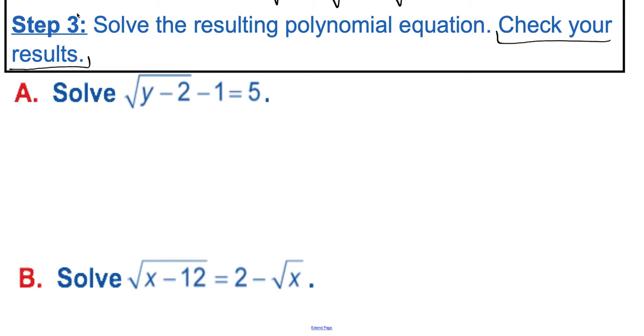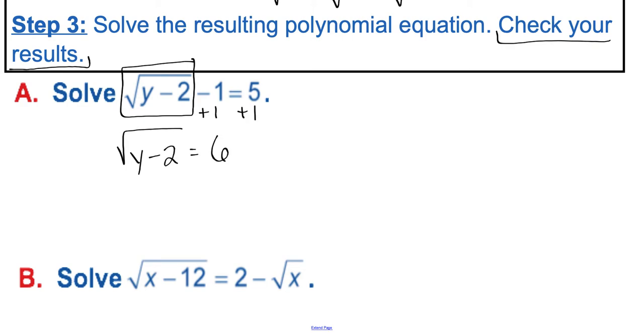Solve for: the square root of y minus 2, minus 1, equals 5. Well, first step, get the radical by itself. That is this stuff right here. So I'm going to get that by itself. You should be able to see that the 1 has got to go. So add 1 to both sides. So the square root of y minus 2 equals 6.